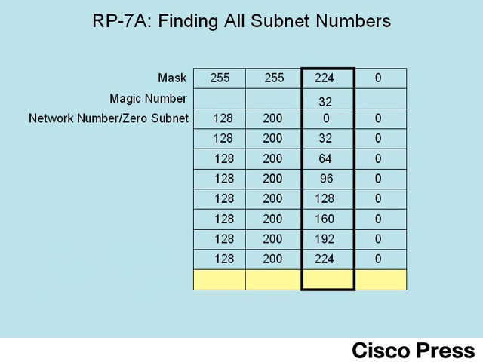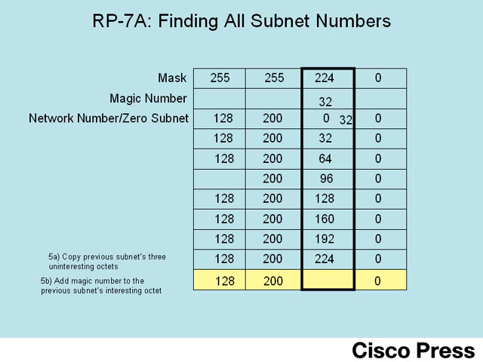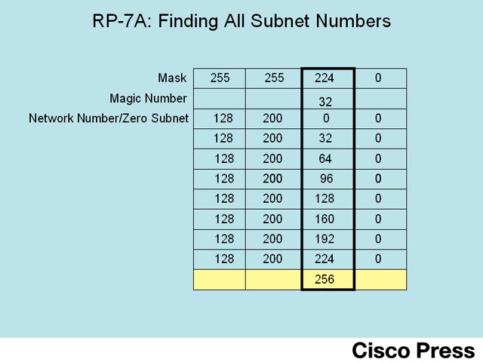Now we're close to the end of the table, and as you might guess, we're almost to the end of the process. At this point, we just keep repeating the process, copying the 3 boring octets to the next line, adding the magic number of 32 to the previous subnet number's value. In this case, we get a value of 256 as this last subnet number. Now, even if you didn't know much about process RP7A, you'd probably think that the value of 256 is a strange number in an IP address or a subnet number.